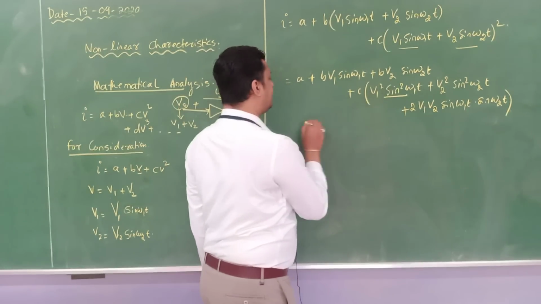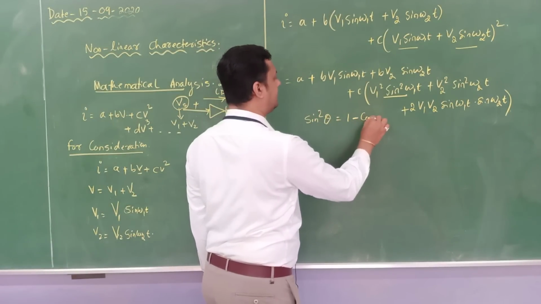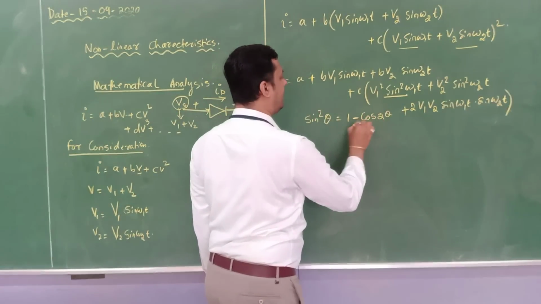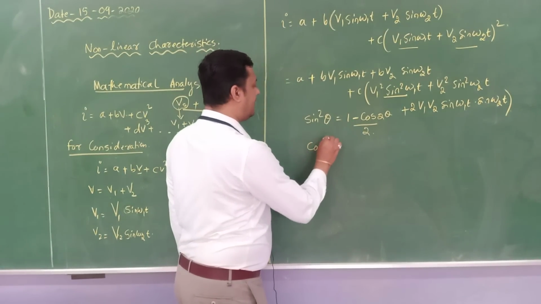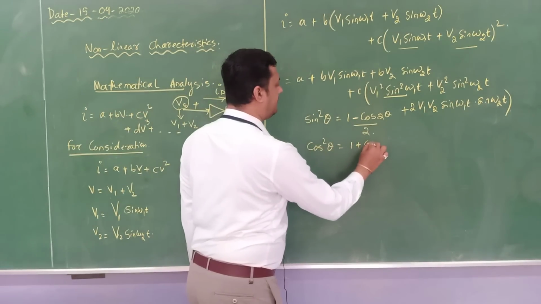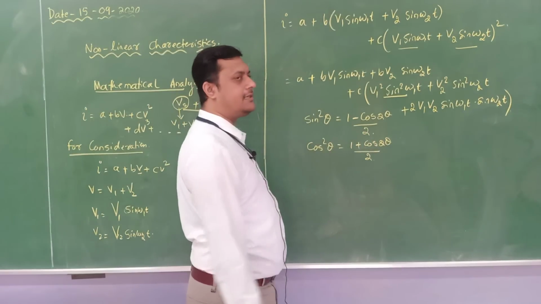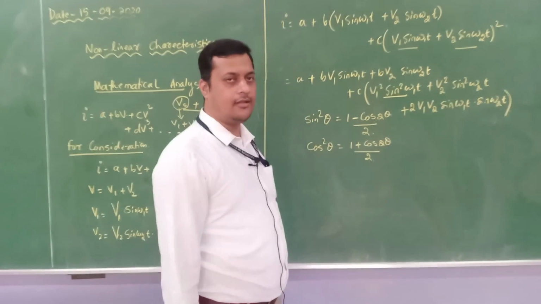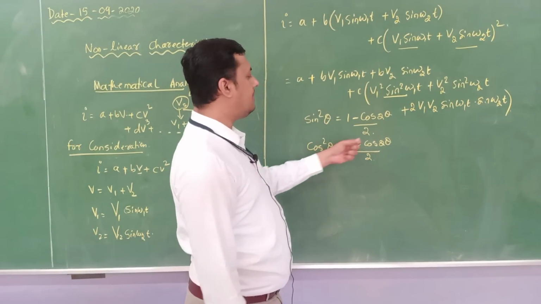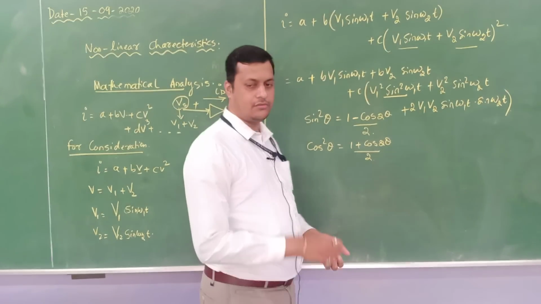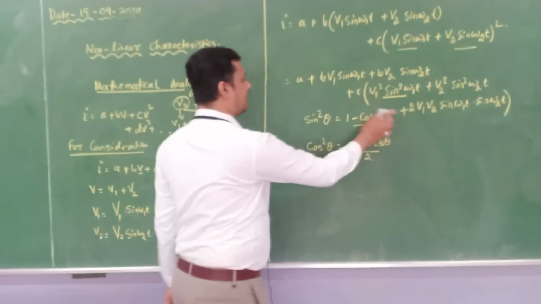Now since it is sine square theta, I can write 1 minus cos 2 theta divided by 2. Or if I want to write cos square theta, I will write 1 plus cos 2 theta divided by 2. Since we are using the sine terms, I will go for 1 minus cos 2 theta divided by 2. If I am using cos, then it will be 1 plus cos 2 theta divided by 2. So these are the small relations which we are going to substitute in the above equations.